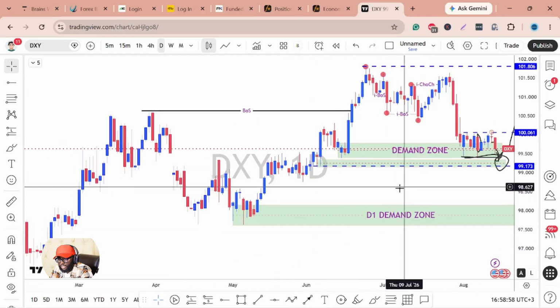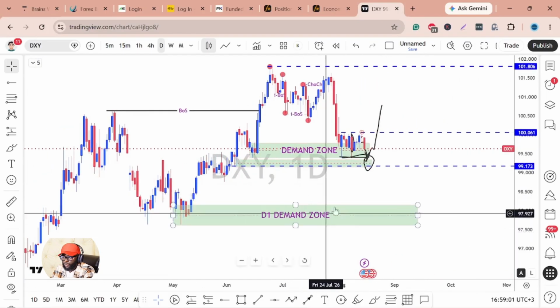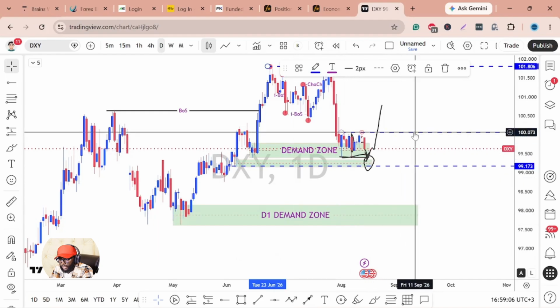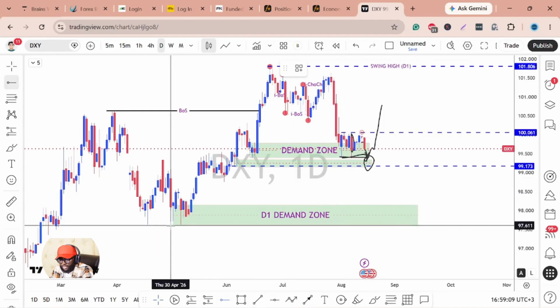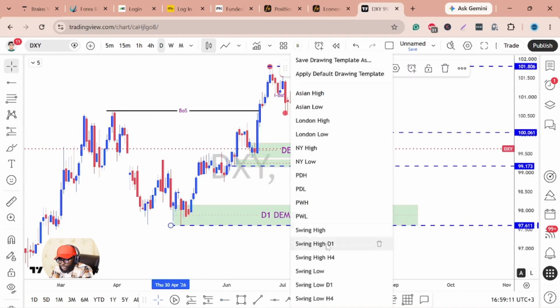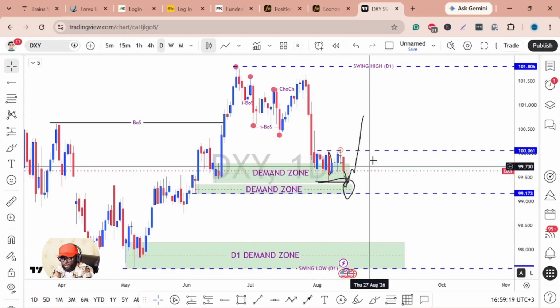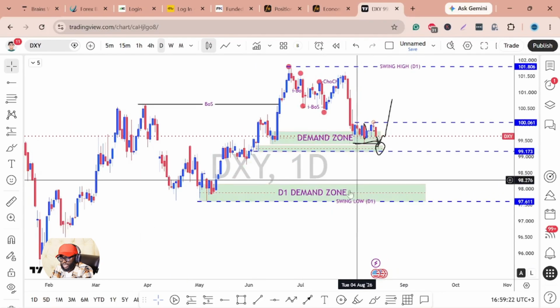just keep in mind that we are still trading in between the swing high and the swing low. This is the swing high of the daily, and again, we also have this as the swing low of the daily. So remember that from the daily time frame context, price is still in a bullish structure. So even if we break this level over here, price is still in a bullish structure.